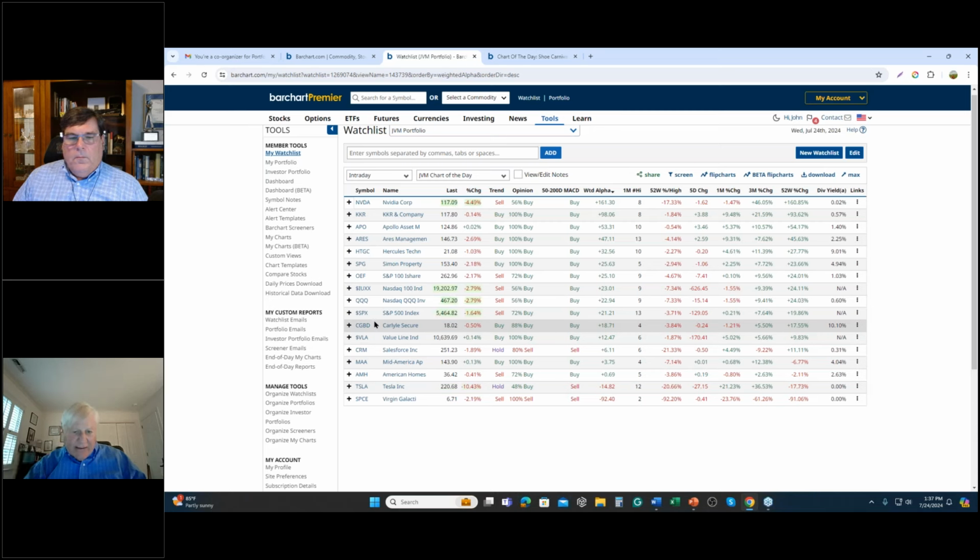Now, what I'd be looking at, see that, the Carlyle Secure Fund, not only is it giving me an 18% return, but look at the dividend. It's also given me a 10% dividend. So that's actually a 28% return. I'm going to probably be keeping that.